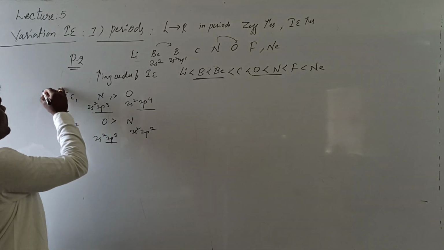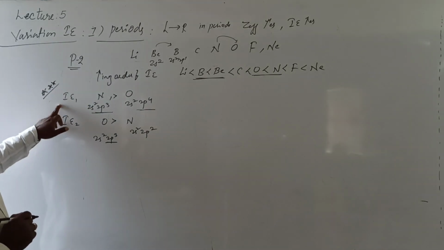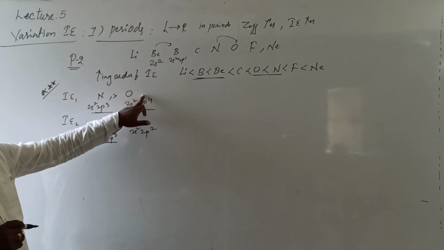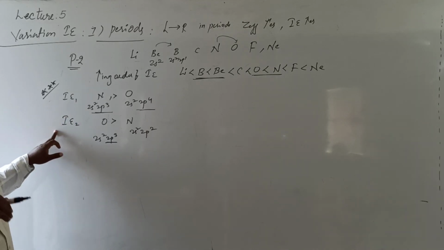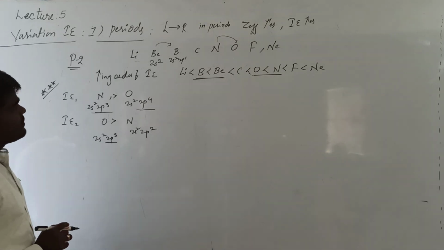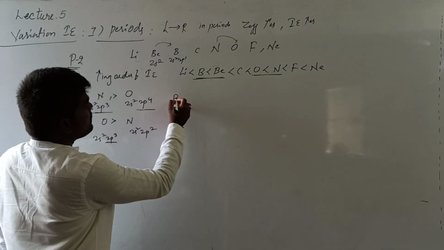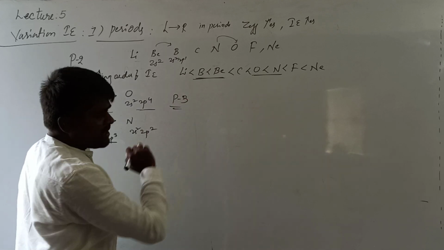This is a very important example where you can get an objective question. The first ionization energy of nitrogen is greater than oxygen, whereas the second ionization energy of nitrogen is less than that of oxygen. Right? Hope it is clear. So this is the case. And if you are talking about the third period, the same thing is observed.